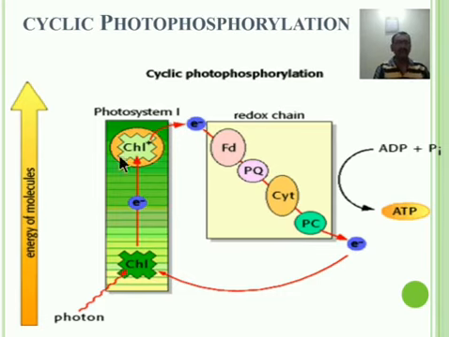It is shown in this figure that in non-cyclic photophosphorylation both the photosystems are there, but in cyclic photophosphorylation only photosystem first is there, and from photosystem first the excited electron comes again toward the photosystem first, so it is known as cyclic photophosphorylation. Let us see, this electron comes again toward the photosystem first, and a complete cycle is formed here, so it is known as the cyclic photophosphorylation.